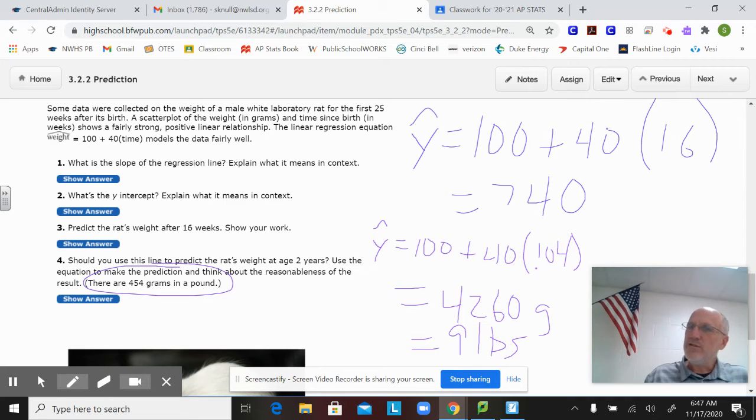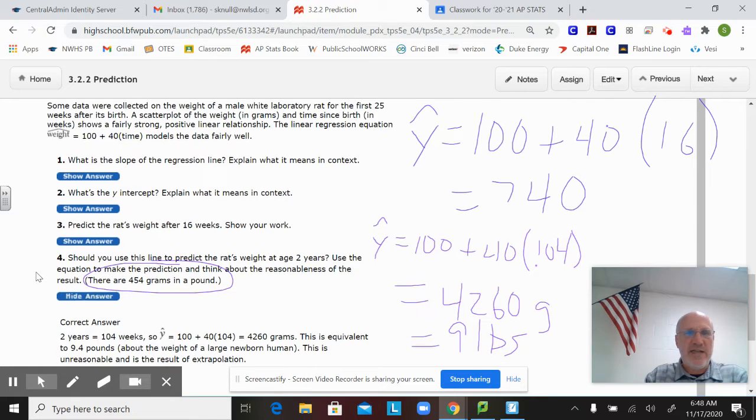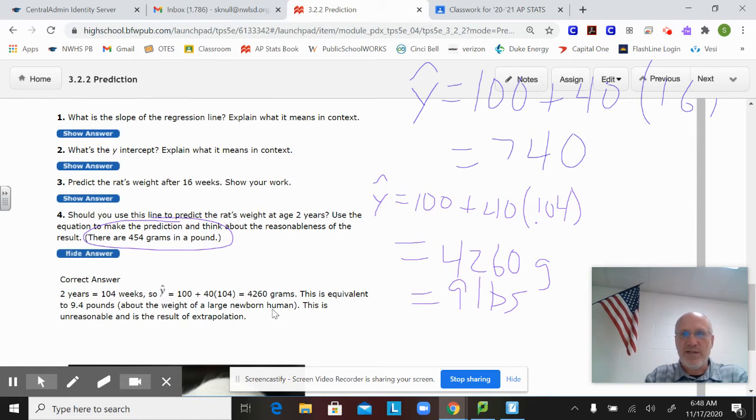That's a big rat. So obviously rats grow as they age, but just like humans, when they get to adult status, they're not going to keep growing in size and weight. So that's just an example of extrapolation and its potential danger. So the answer says, there it is, 4,260 grams. This is equivalent to 9 pounds, about the weight of a large newborn human. This is unreasonable and is the result of extrapolation.